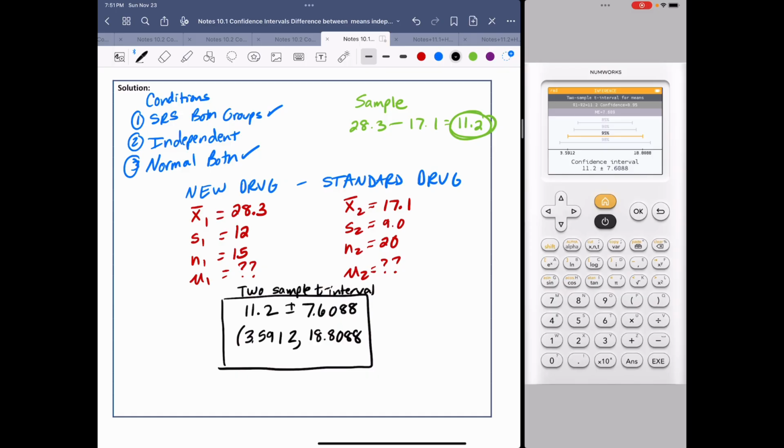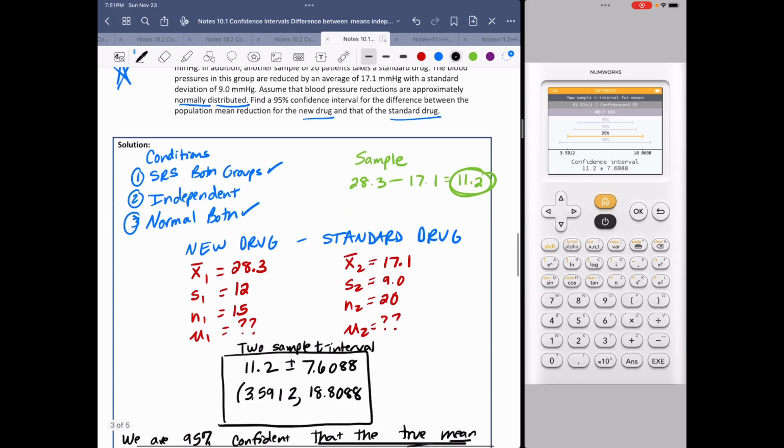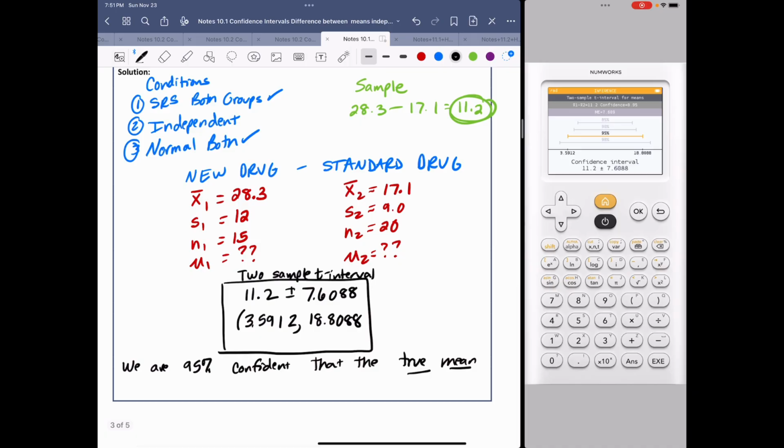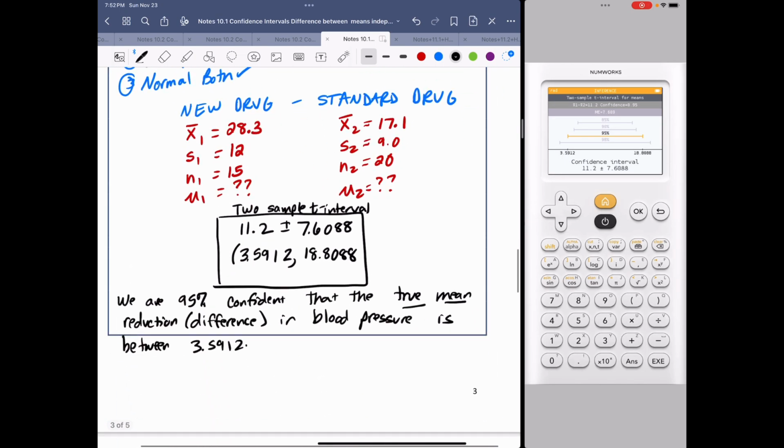But now here's going to be my conclusion. So I'm going to say we are 95% confident that the true mean, you could either say reduction or difference. The true mean reduction, I'm going to put difference in parentheses. You don't need both. The true mean reduction in blood pressure is between our 3.5912 mmHgs and 18.8088 mmHgs.